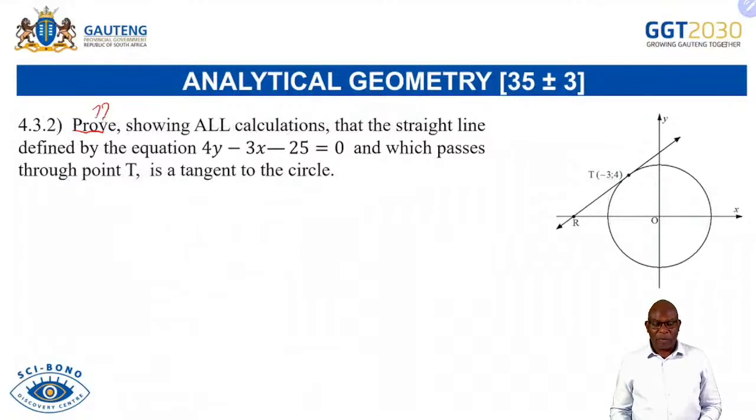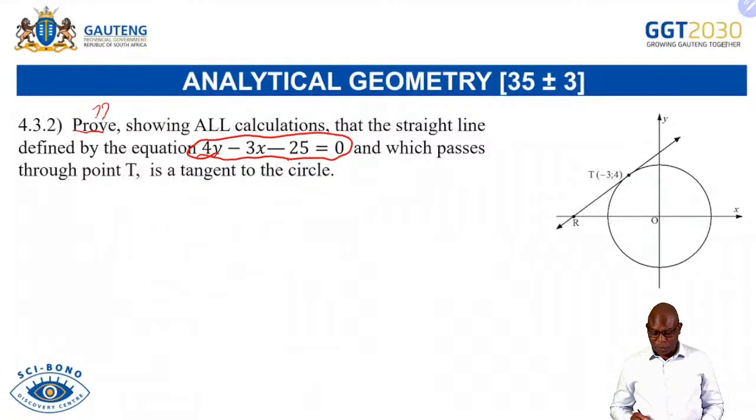I know most of us are very afraid of those type of questions. In this one, the answer is already given. So they say it passes through. Prove that this line is a tangent. So the tangent is given, so we are working backward.